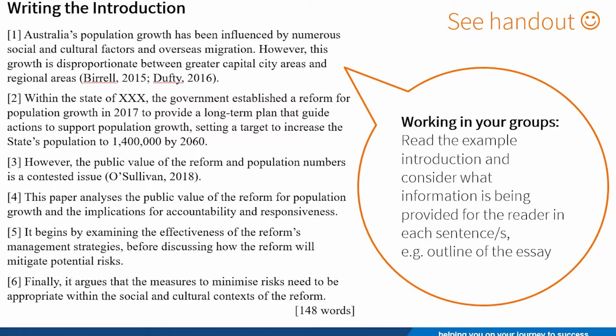Number 3, what is number 3 doing? However, the public value of the reform and population numbers is a contested issue. What are we being given there? The issue. It's the problem. It's the overall problem or the issue. And then number 4, the paper analyses the public value of the reform for population growth and the implications for accountability and responsiveness. What is that? An overarching statement of what the intent of the essay is going to be. Yes, it's the purpose.